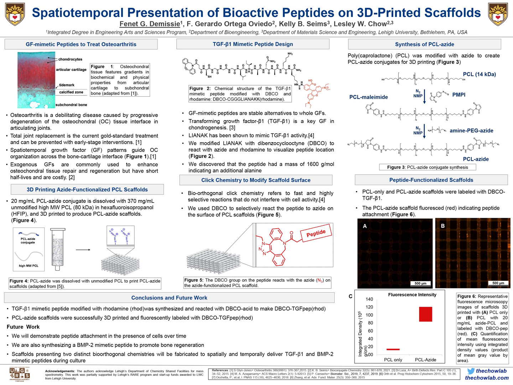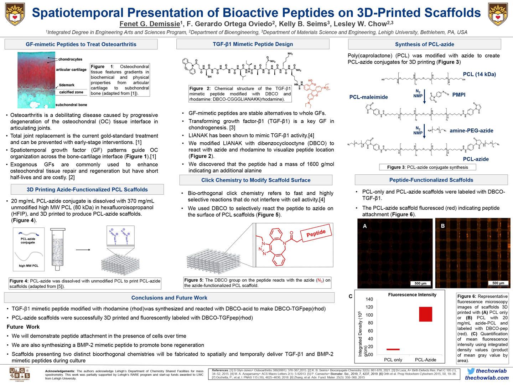We then take this conjugate and we react it with an 80 kDa high molecular weight unmodified PCL. So 20 mg per mL PCL azide conjugate is dissolved with 370 mg per mL unmodified high molecular weight PCL in a really highly volatile solvent called HFIP. This mixture is then shaken, made into an ink, and 3D printed to produce PCL azide scaffolds.